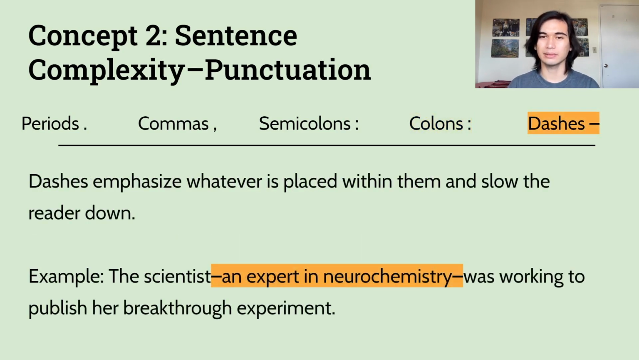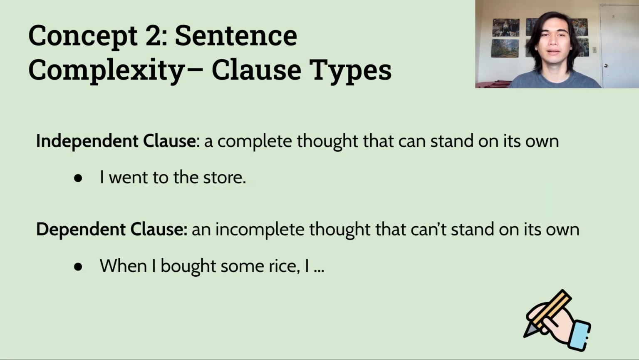Dashes emphasize whatever is placed within them and slow the reader down. Example, the scientist, an expert in neurochemistry, was working to publish her breakthrough experiment. Notice that the dashes surround the extra information on both sides.